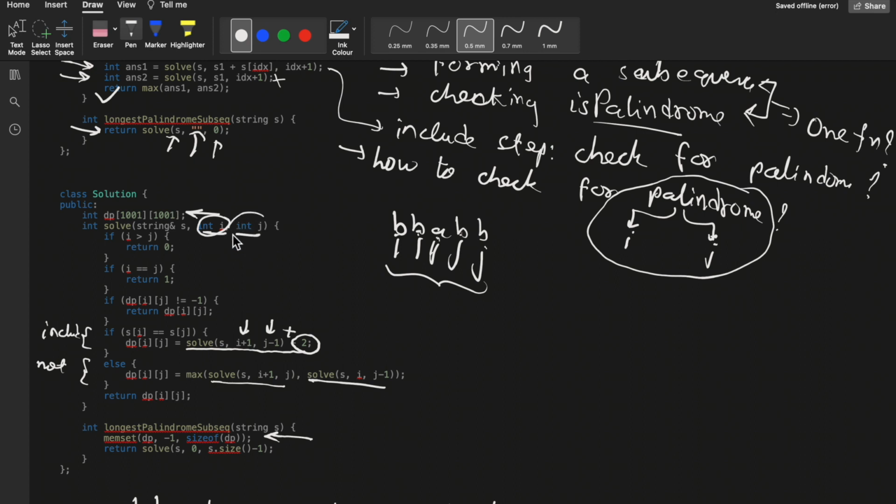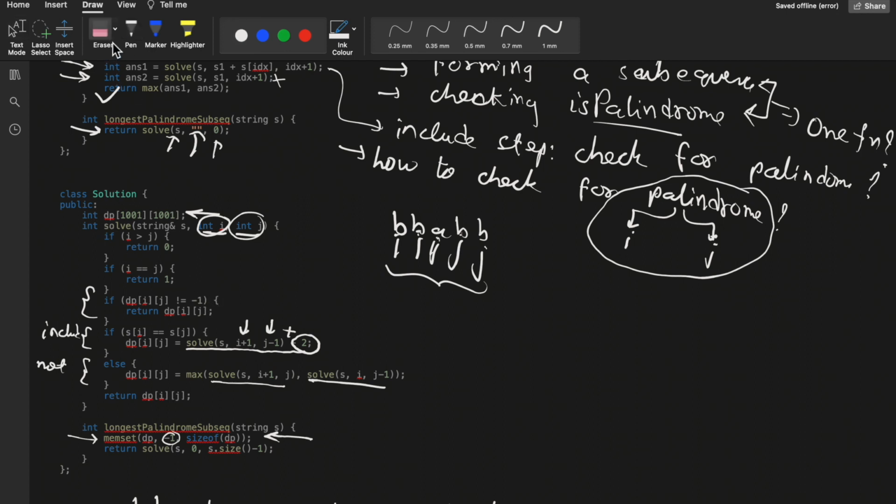We initialize this dp with -1, and then we check if the dp of ij is not equal to -1. That means we have computed the answer somewhere in the past. So if we have computed the answer somewhere in the past, we will use it.